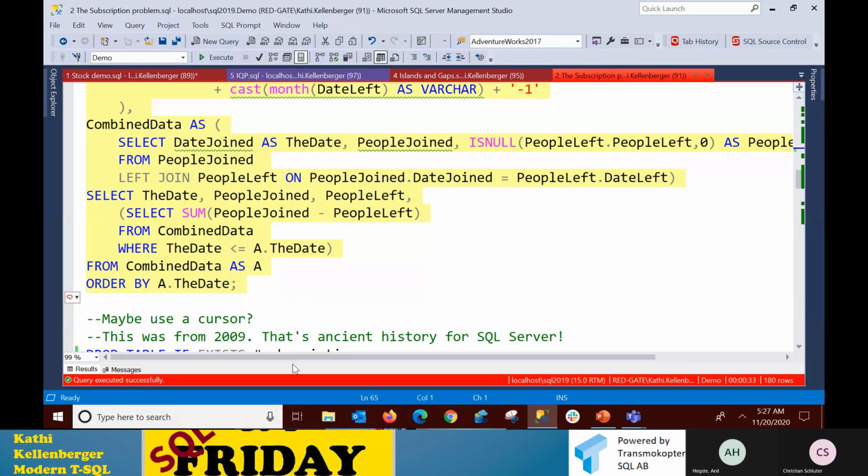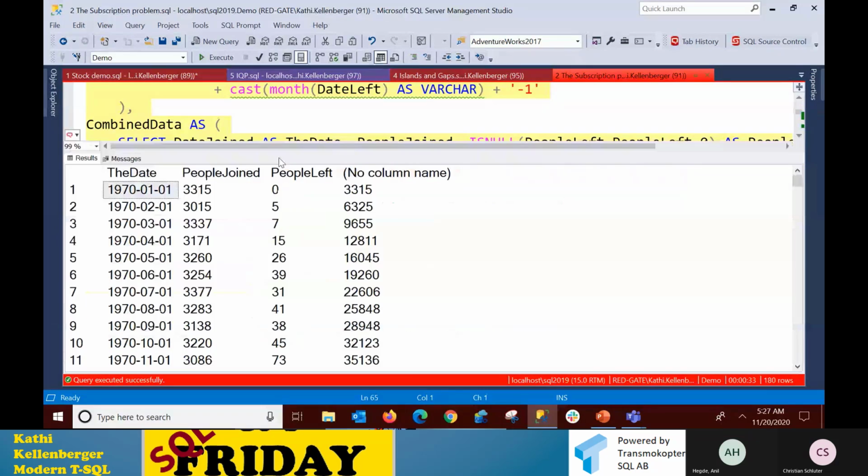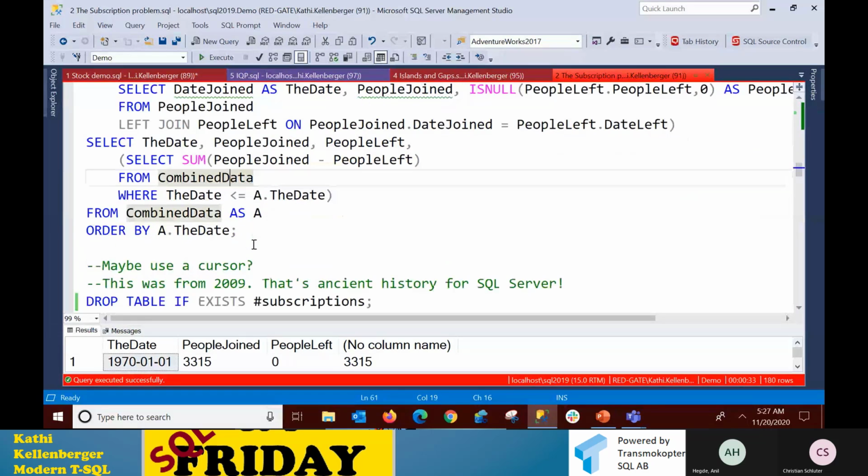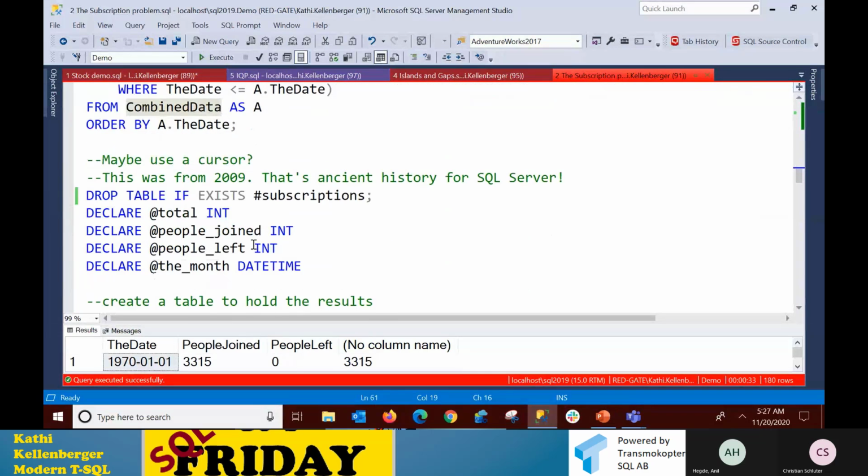Did it work? Looks like it worked. Looks like it got done. Took 33 seconds, and it does look like it worked correctly. So that's one way to do a running total. Not a great way to do it, though, because see how long it took.